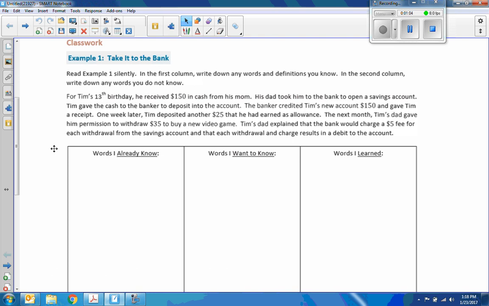The next month, Tim's dad gave him permission to withdraw $35 to buy a new video game. Tim's dad explained that the bank would charge a $5 fee for each withdrawal from the savings account, and that each withdrawal and charge results in a debit to the account. Okay?